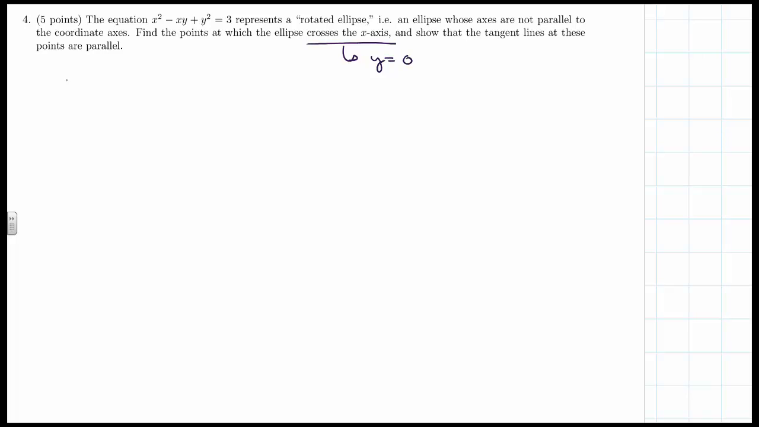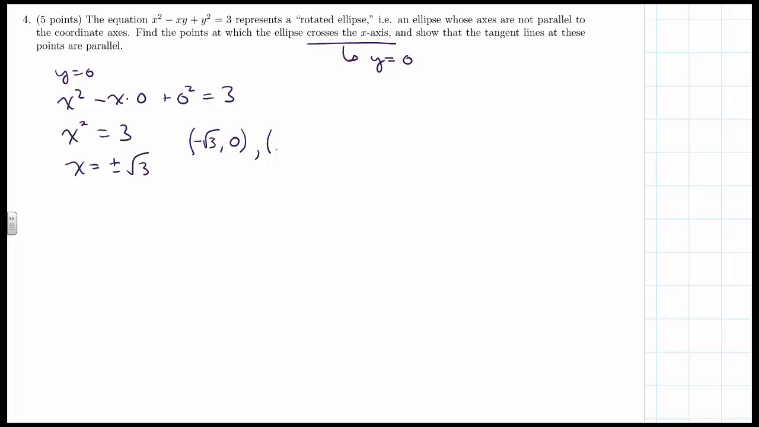So let's go ahead and say with y equal to 0, we get x squared minus x times 0 plus 0 squared is equal to 3, which means x squared is equal to 3, which means that x is equal to plus or minus the square root of 3. So we're talking about 2 points. One point is negative root 3 comma 0, and the other point is root 3 comma 0. So there's our 2 points.